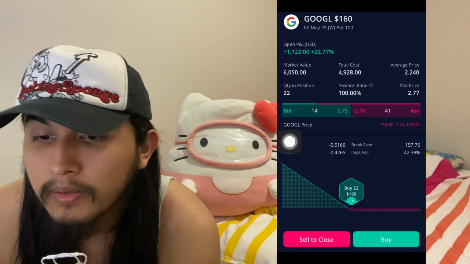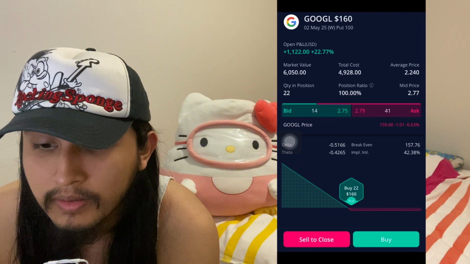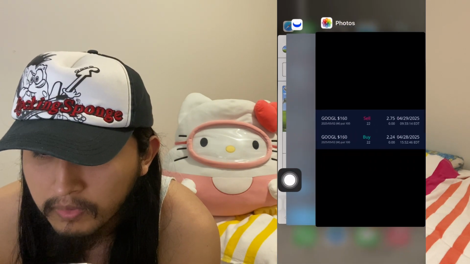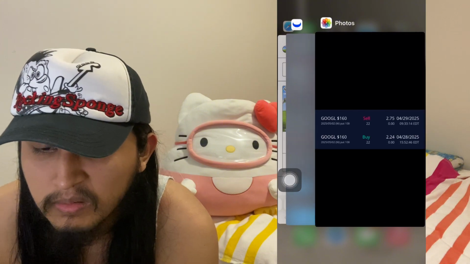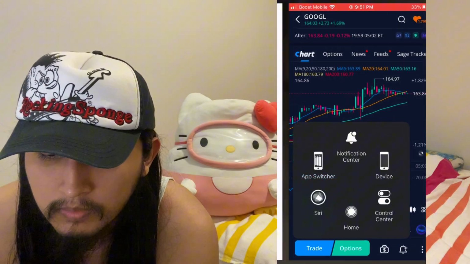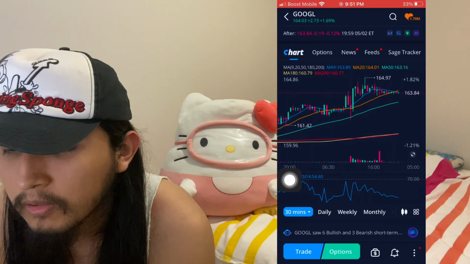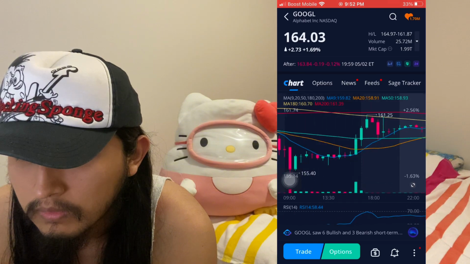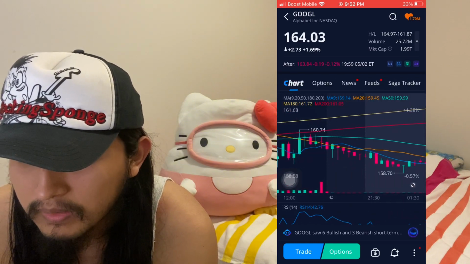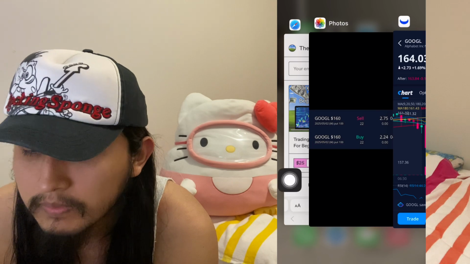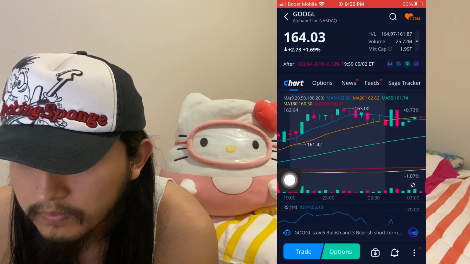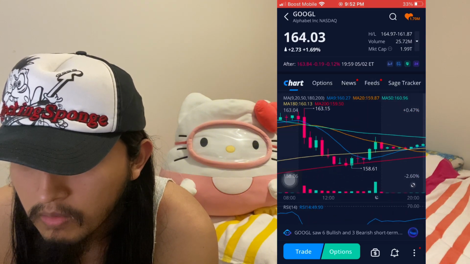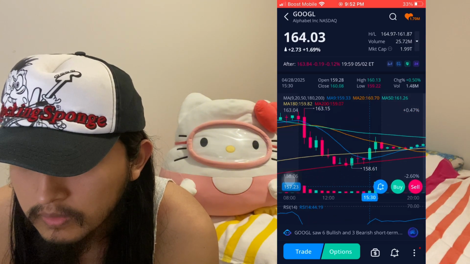How did I make $1,122 trading Google put options? On April 28th at 15:52, I bought Google put options. I look at all my trades on the 30-minute time chart. It was the 15:52 candle, which is not this one, but this candle right here.